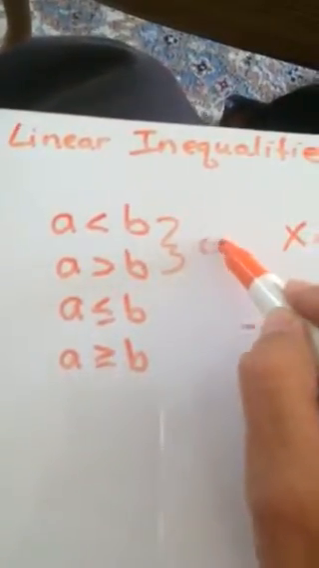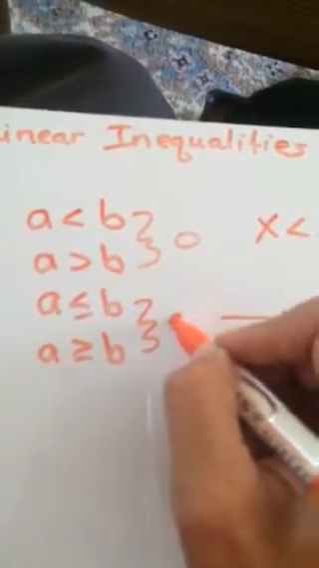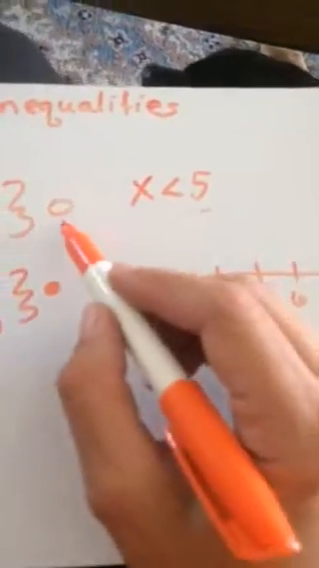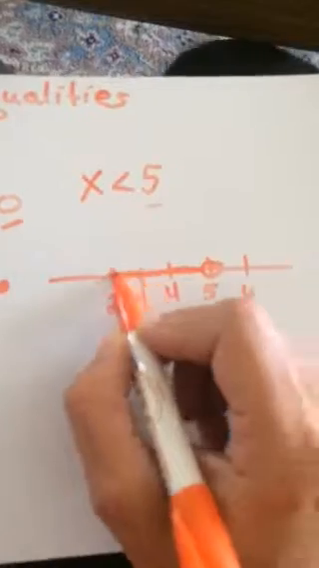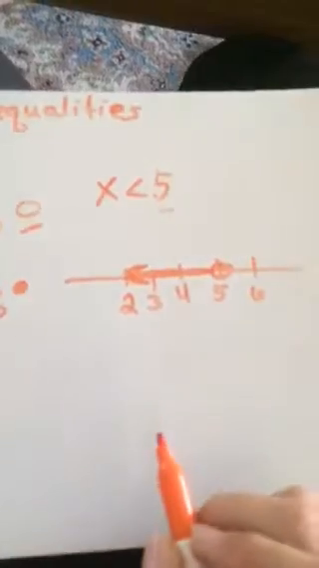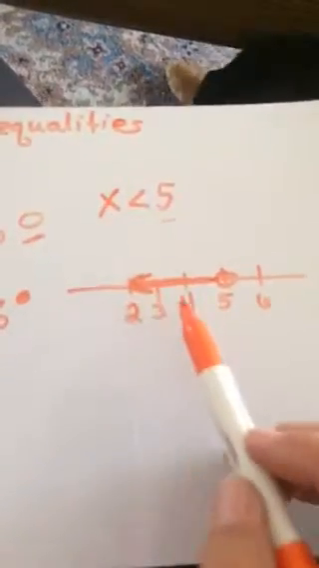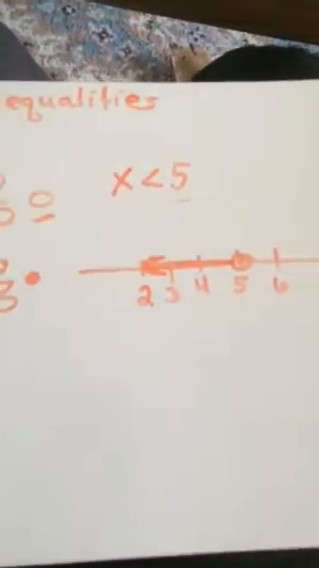Now with these two, you're going to have an open circle when you graph. These two, you're going to have a closed circle when you graph. Okay, so since that is a less than, we're going to have an open circle around the 5, because we need to show that it does not include the 5. And then we're going to darken the line going less than and draw an arrow showing that x is less than 5. So any number to the left on a number line of 5 would be an appropriate answer.